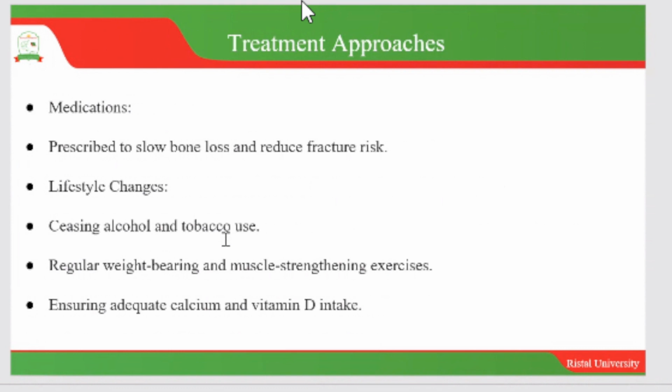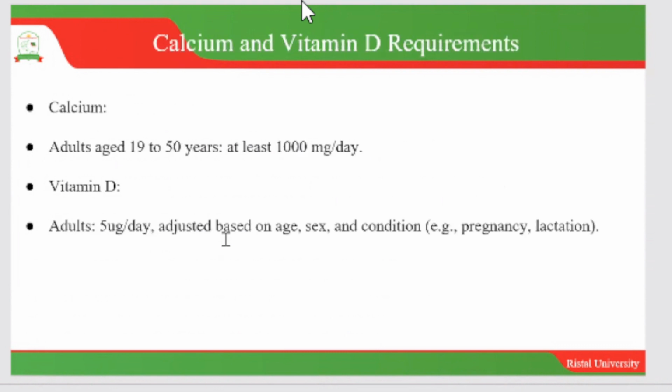For the treatment approaches, we have those medications that are prescribed to slow bone loss and also reduce fracture risk, and also lifestyle changes such as ceasing alcohol and tobacco use or a cessation of smoking. Regular weight bearing and muscle strengthening exercises, as we've seen throughout the arthritis engagement that we've had today, and also ensuring adequate calcium and vitamin D intake from those foods that are really required.